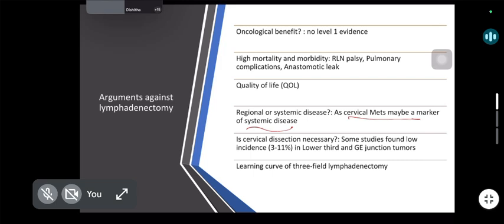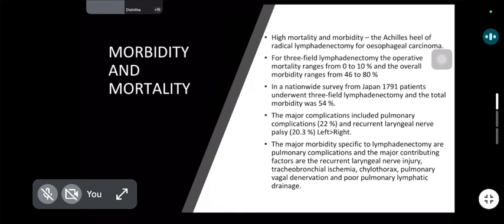Is cervical dissection necessary? Some studies found low incidence in lower third and GE junction tumors. So in GE junction, we always go for standard 2-field lymphadenectomy. Learning curve of 3-field lymphadenectomy is also there. After 3-field lymphadenectomy, there is high mortality and morbidity. For 3-field lymphadenectomy, operative mortality is 0 to 10%. Overall morbidity is 46 to 80%. And major complications include pulmonary complication 22%, recurrent laryngeal nerve palsy 20.3%, more common on the left than right.